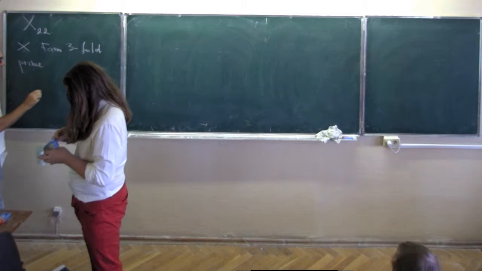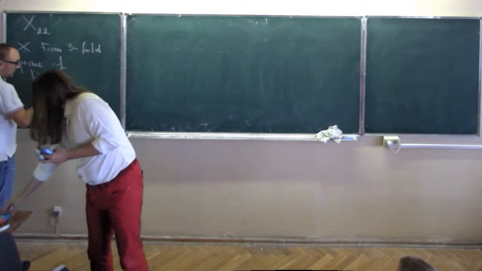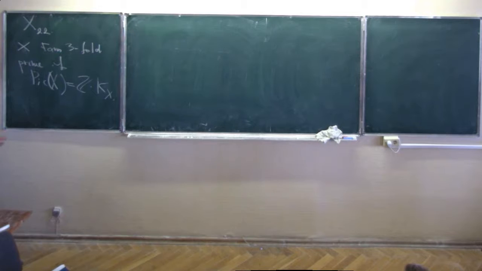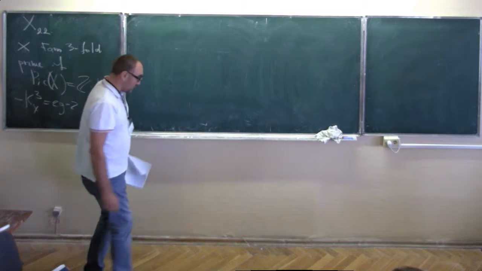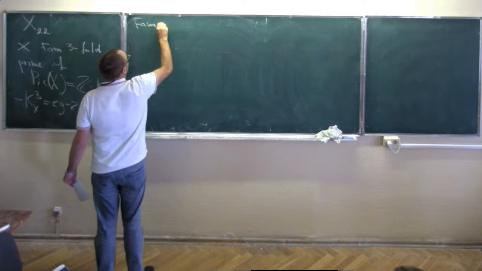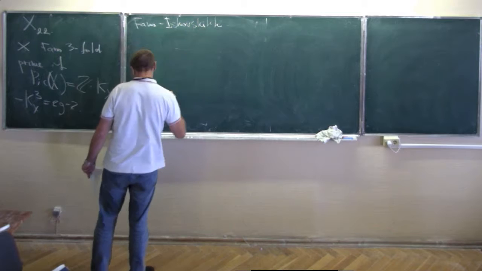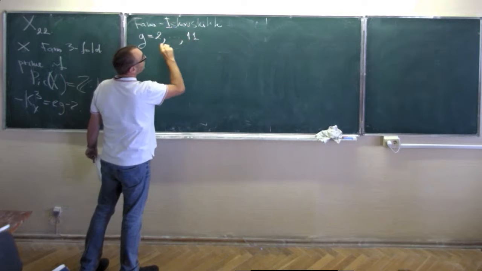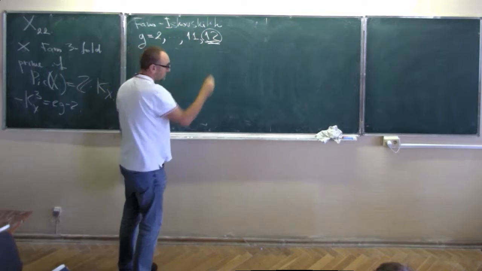If the Picard group is generated by an anticanonical divisor, in this case there is a natural invariant, the degree, and the degree is even and can be represented in this form. According to the classification by Fano and Iskovskikh, this number is called genus. Genus takes the following values from 2 to 10 and 12. So this is the maximum number, which I'm going to discuss.